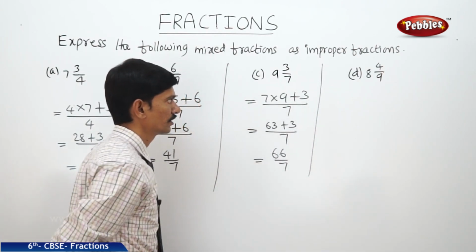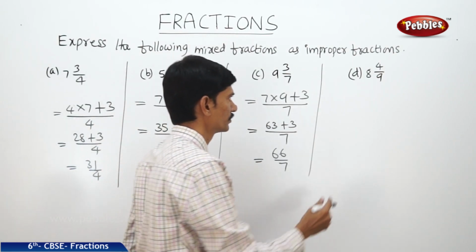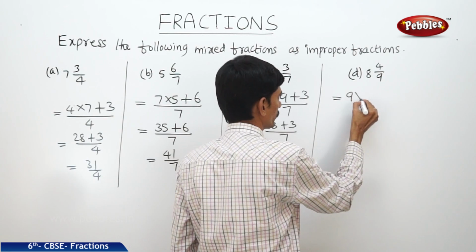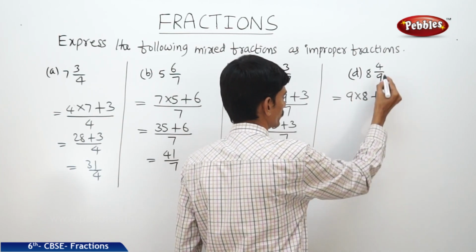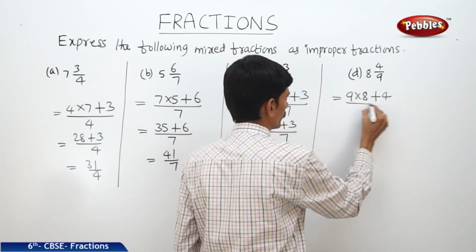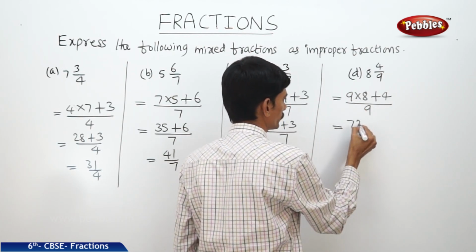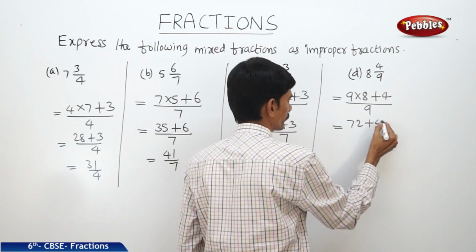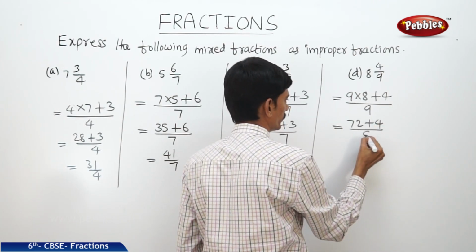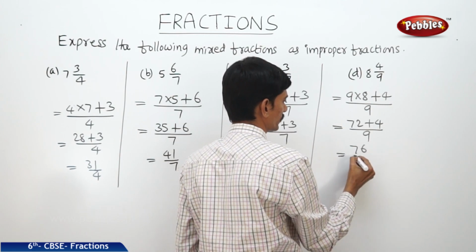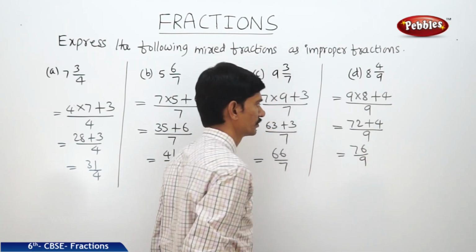The next one is 8 4 by 9. So here also we multiply 9 and 8. 9 into 8 plus 4 by 9. Now this equals 9 8s are 72 plus 4 by 9. 72 plus 4 is 76 by 9.